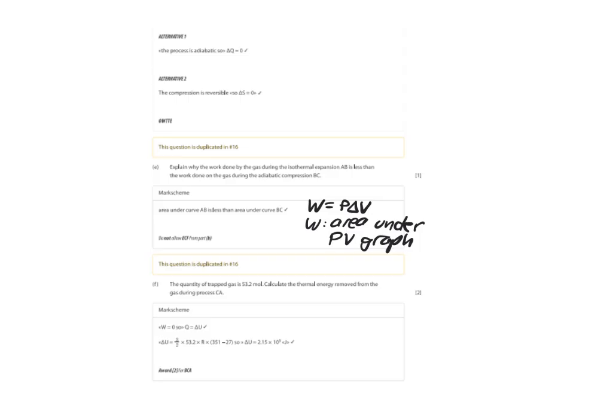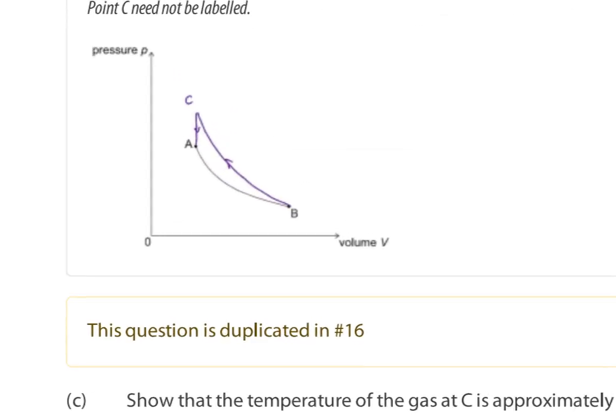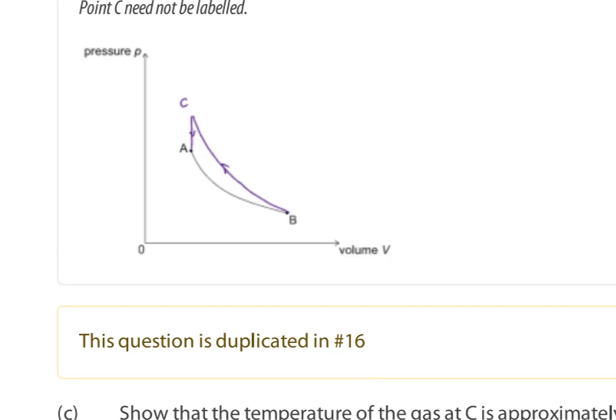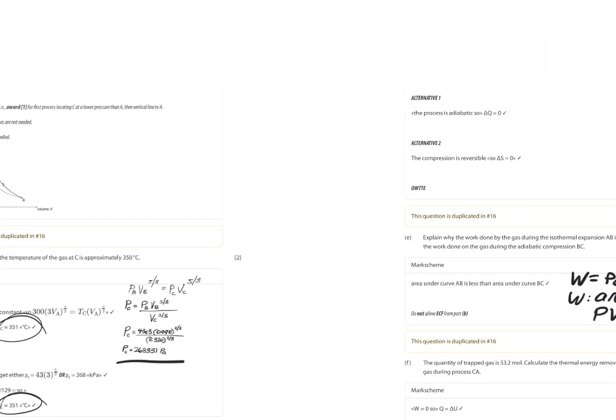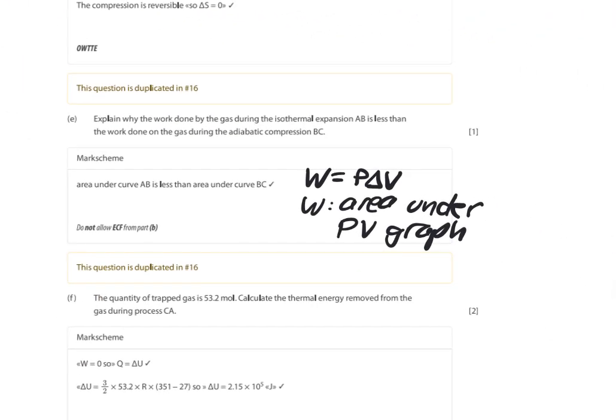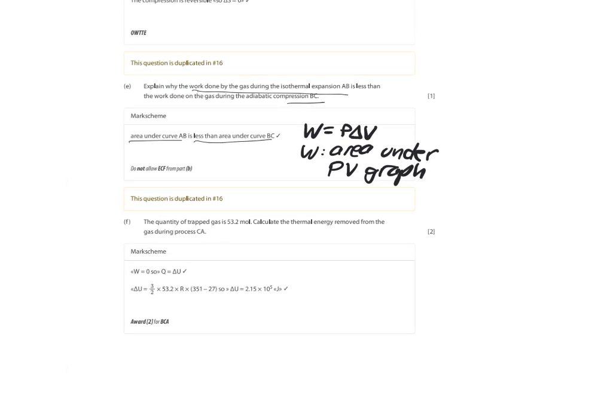So work is P delta V, so the work is the area under the PV graph. If we look at the different curves, the work for AB is less than BC because AB is closer to the axis than BC is. So AB has less area under the curve than BC does. You can look at the answer key or the one I did, but yes, the area under the curve AB is less than the area under the curve for BC. So therefore the work done during AB is less than that for BC. It's all about that area under the curve.